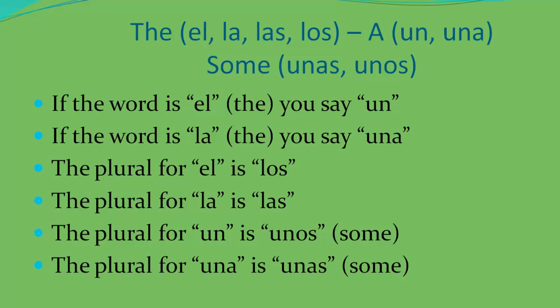Now, una means one, basically. Unas is the plural. Okay, so remember, el, la is the singular for that. Los, las is the plural for that. And una is the singular for a. Unos, unas is the plural for some, because the plural of a is some. Okay, so again, it's very important that you remember these.